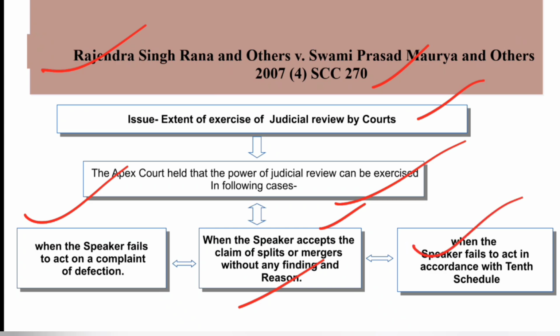When the speaker fails to act in accordance with the 10th Schedule, as was held in the Hollohan judgment, the speaker acts as a tribunal, and if he fails to act as any other tribunal has to, according to the Constitution and the laws, then courts generally interfere. Even in this scenario, where the speaker is supposed to act according to the 10th Schedule and does not, the Supreme Court or High Court can interfere. So these were the key grounds or situations where the courts can exercise their power of judicial review.